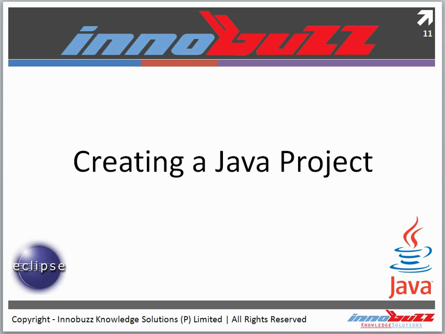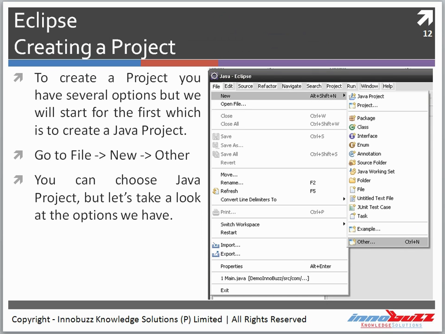Creating a Java project. Before creating a new project, just make sure to be on the Java perspective. Then go to the File menu and then New. If you have the Java Project option available, you can use that one. If not, and if you want to explore the options available, go to the Other option.